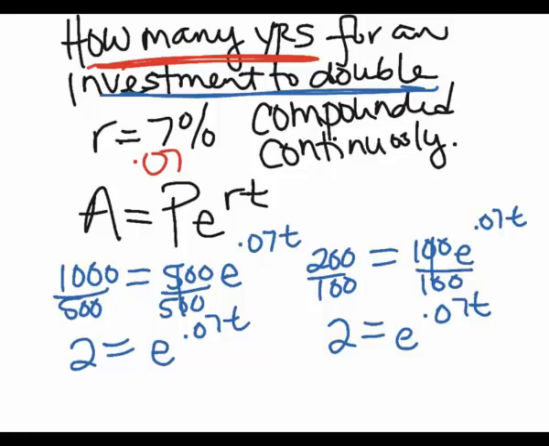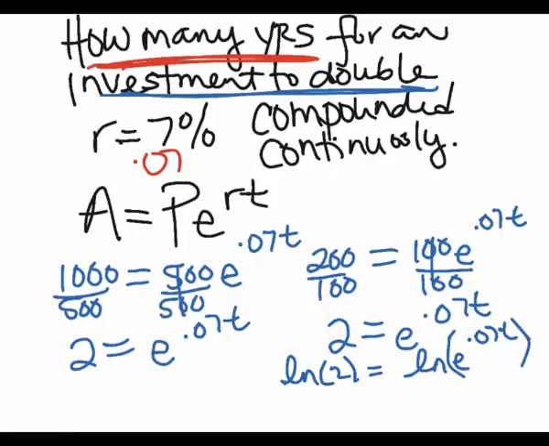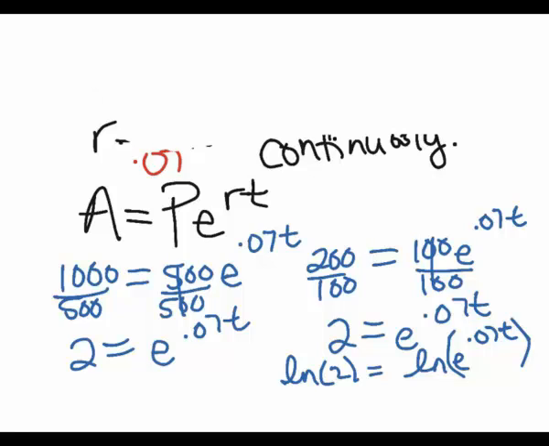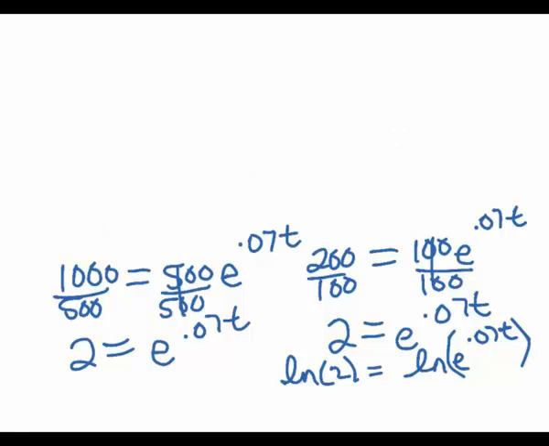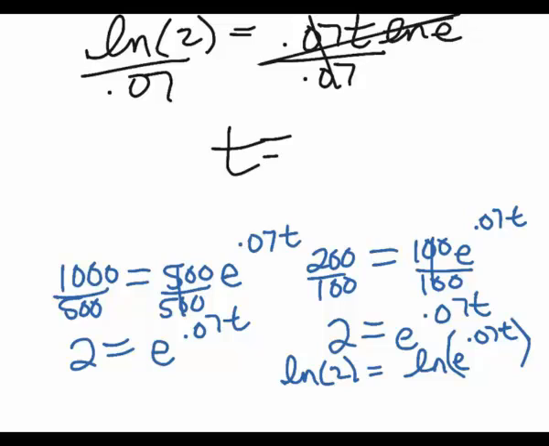All right, so go ahead and finish this problem and see if you come up with the right answer. What's step 2? Step 2 is to take the natural log of both sides. The whole point of taking the natural log of both sides is so that your exponent can come down and become a coefficient. So then that gives me the natural log of 2 equals 0.07t times the natural log of e. We know the natural log of e is just 1, so go ahead and divide both sides by 0.07. t equals 9.9 years.